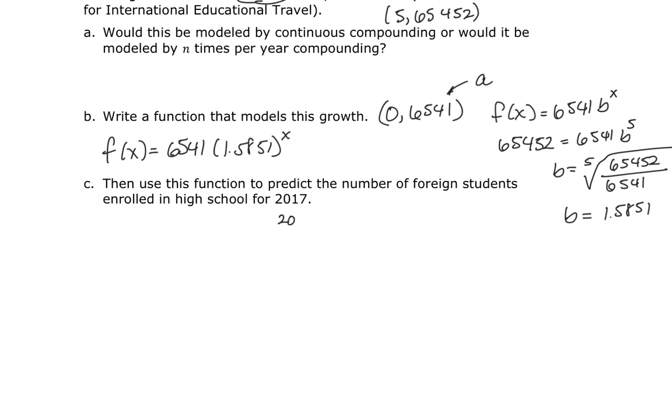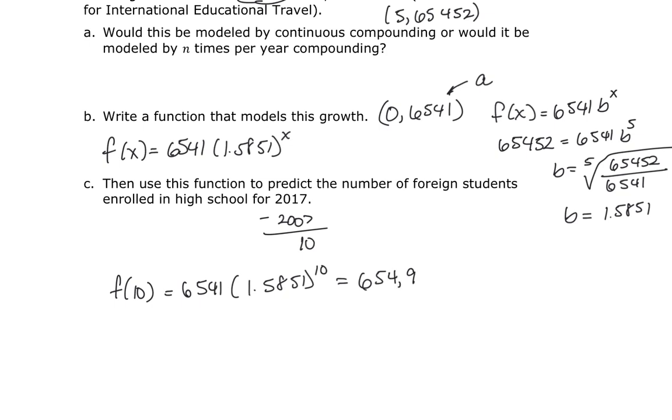Now, from 2007 to 2017 is 10. So using this, f of 10 is going to be 6,541 multiplied by 1.5851 raised to the 10th power. And when I do that, I get 654,955, because it actually was 54 point some change. And because these are people, we always round up. So if that was a valid model, that's actually a huge growth. That's it for this video, and we will see you in class.